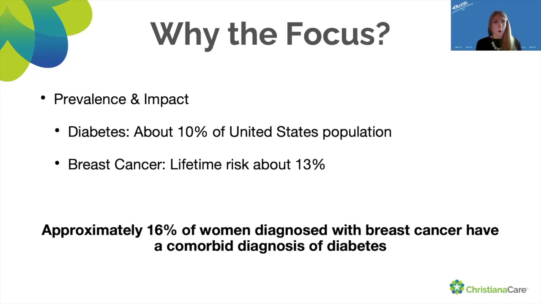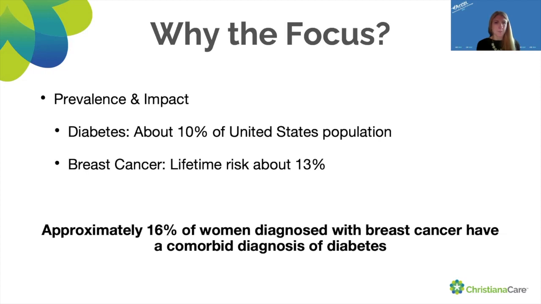So I delved a little bit into what we know. Why would we focus specifically on this population? Well, there is a prevalence and an impact to folks who have both type 2 diabetes and breast cancer. So in the United States, about 10% of the adult population has a diagnosis of diabetes. And with breast cancer, we're also looking at about a lifetime risk of about 13%. When we go more specifically into individuals who have both type 2 diabetes and breast cancer, we're looking at about 16% of the women diagnosed with breast cancer having a comorbid diagnosis of type 2 diabetes. So certainly the prevalence is there.